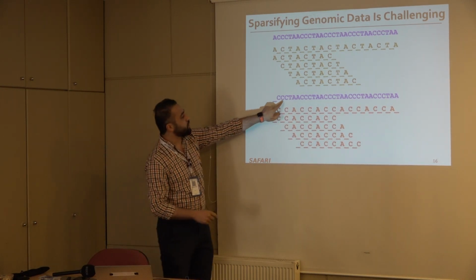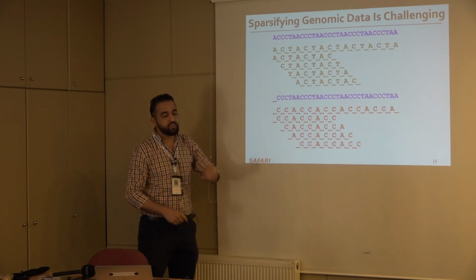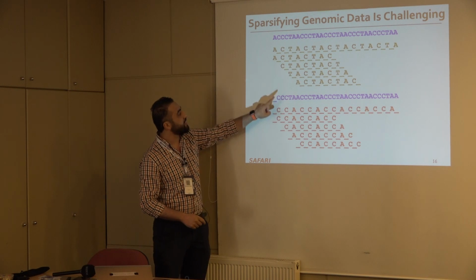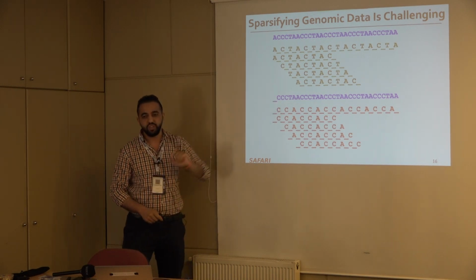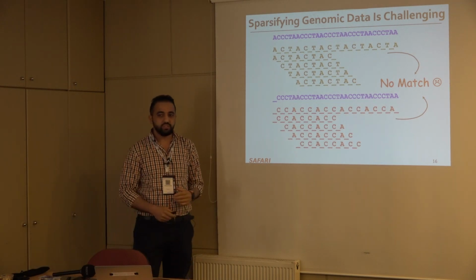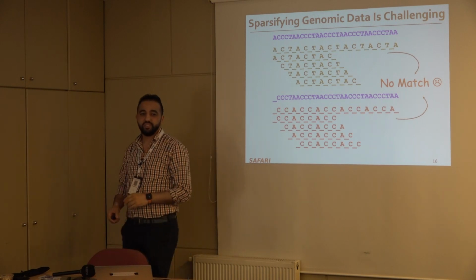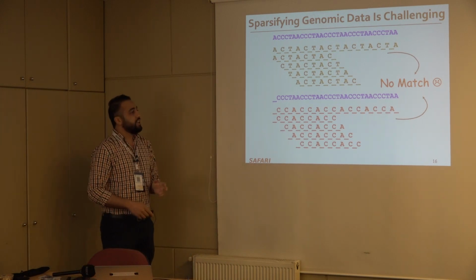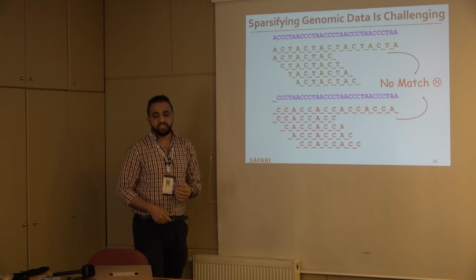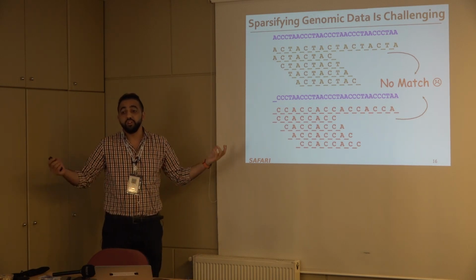Now, assuming this is what you get from the sequencer, and this is the reference genome. I would like to match this with that. Remember, the two sequences are exactly the same, just we missed the first character. Once we try to match all these k-mer subsequences, we get not a single match at all. And that is telling us that sparsified genomics is a really challenging problem. So you drop half of the characters, but they no longer match.